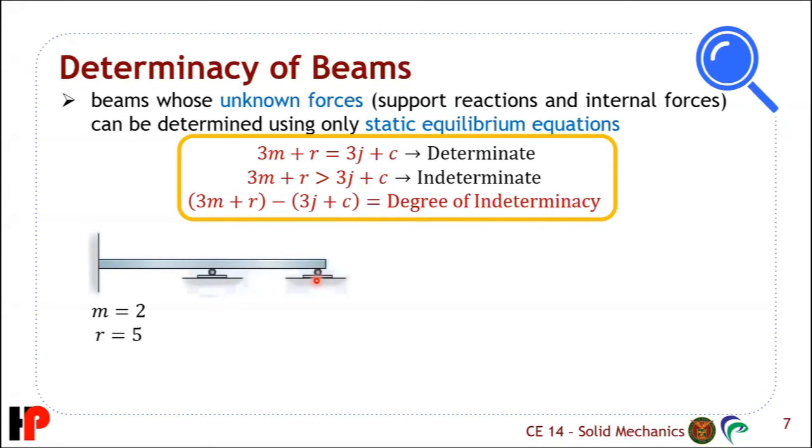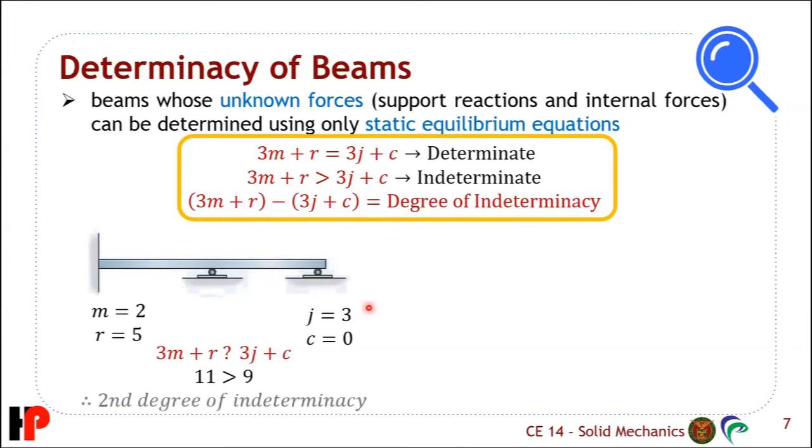Now let's count the number of joints. So this is one joint, this is another joint, and this is another joint. Therefore, J equals 3. Okay? Lastly, you have to find what is C. So C is the number of internal hinges. Since wala namang internal pin dyan or internal hinge, C equals 0. Okay? Next, we compare 3M plus R to 3J plus C. 3M plus R is 11, 6 plus 5. 3J naman is 9. So, therefore, your number of unknowns is greater than the number of equations. Therefore, this is second degree of static indeterminacy. Okay?